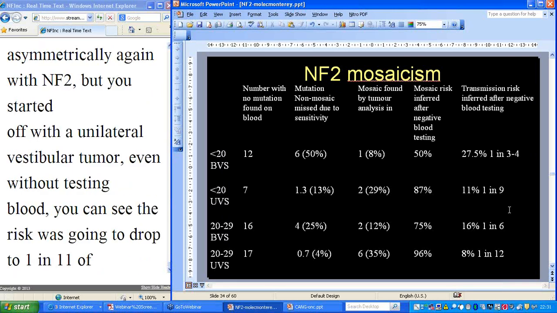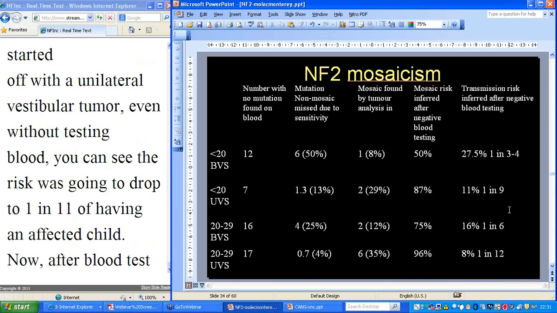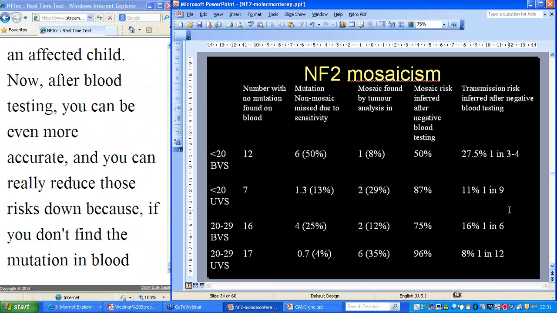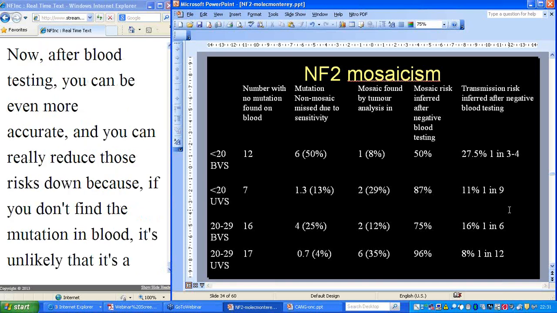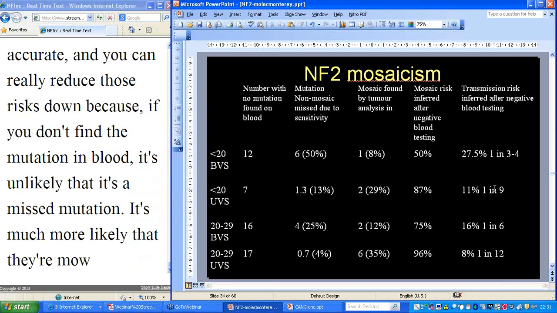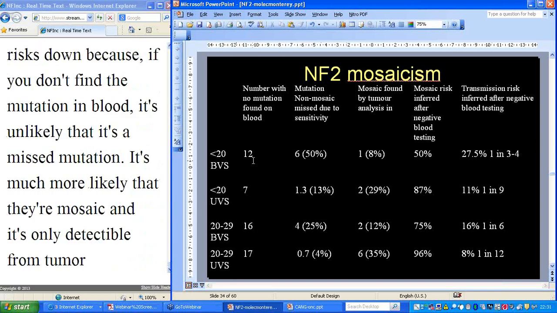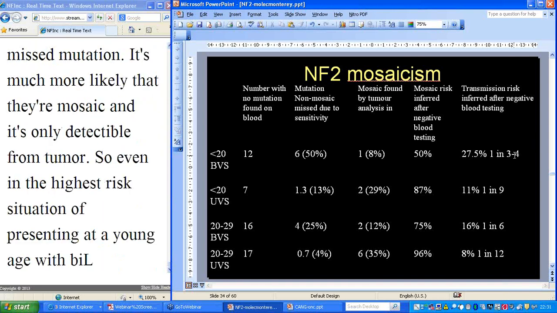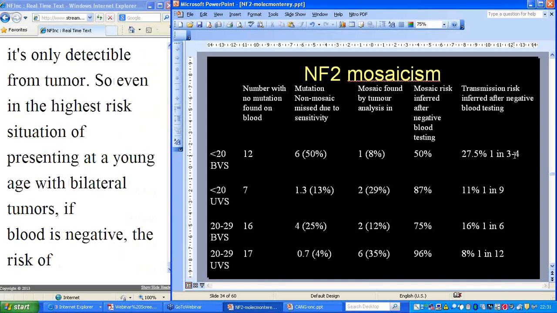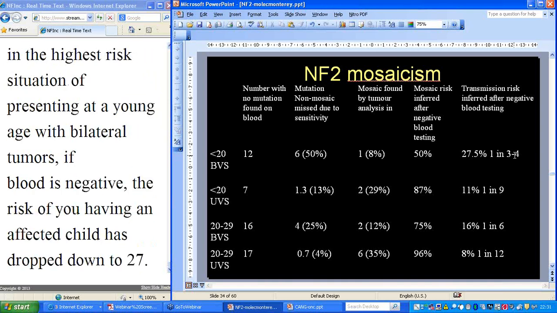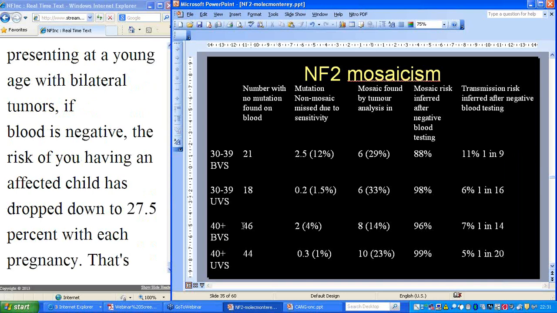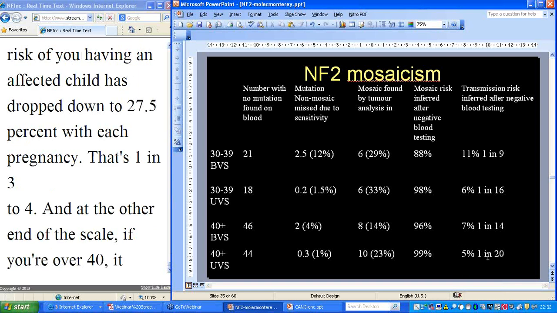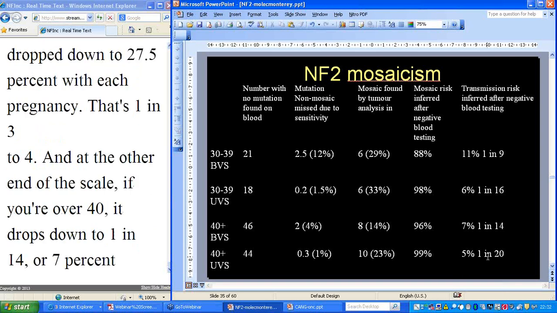Now, after blood testing, you can be even more accurate, and you can really reduce those risks down, because if you don't find a mutation in blood, it's unlikely that it's a missed mutation. It's much more likely that they're mosaic and it's only detectable from tumor. So even in the highest risk situation of presenting at a young age with bilateral tumors, if blood is negative, the risk of you having an affected child has dropped down to 27.5% with each pregnancy. That's 1 in 3 to 4. And at the other end of the scale, if you're over 40, it drops down to 1 in 14, or 7%, or even less if you present with a unilateral tumor.